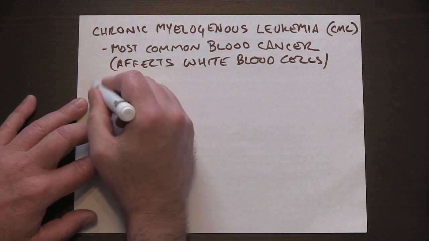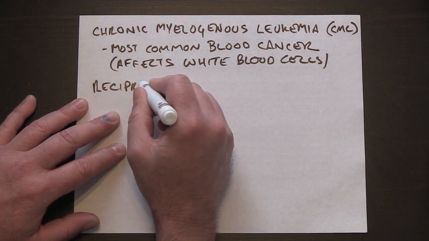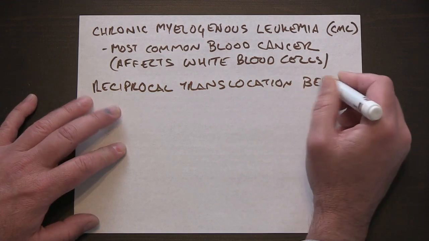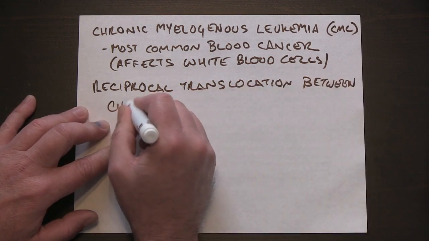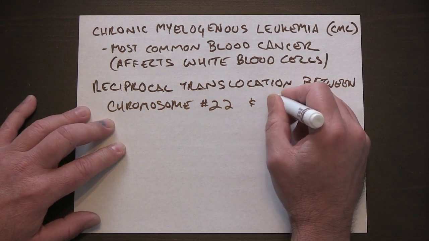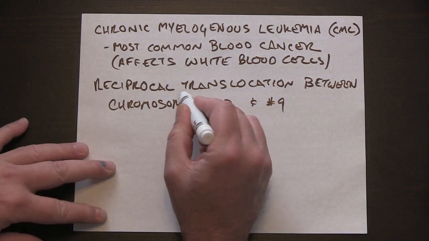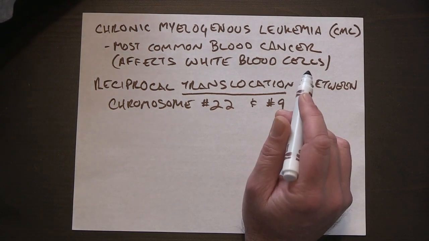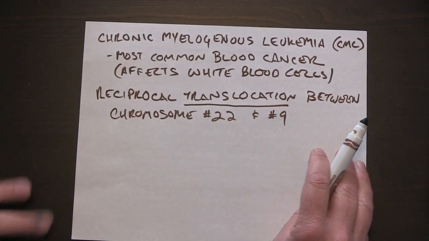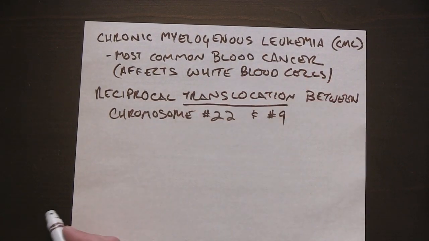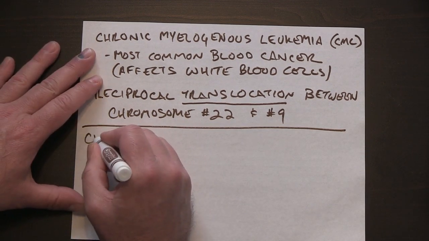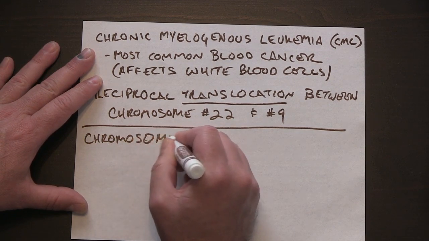And what happens is there's a reciprocal translocation between chromosome number 22 and number 9. So again, these are non-homologous chromosomes that swap segments. And this disease is one example of how that can affect someone's health. So chromosome alteration is not always bad.